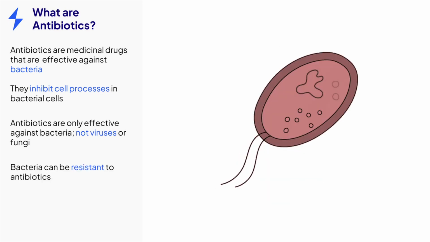Bacteria can become resistant to antibiotics, which means that the antibiotic is no longer effective at killing the bacteria. The words related with this topic, such as antibody and antigen, are easy to confuse with the term antibiotic, so do make sure that you know the meaning of each of these.